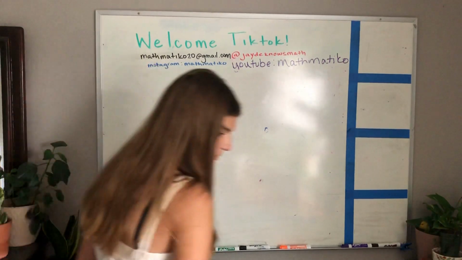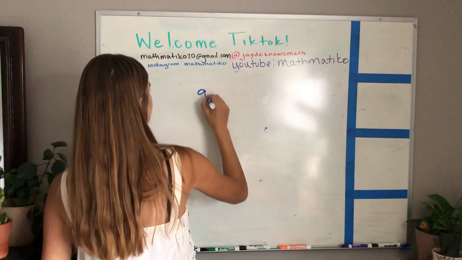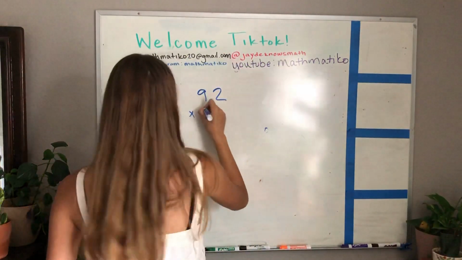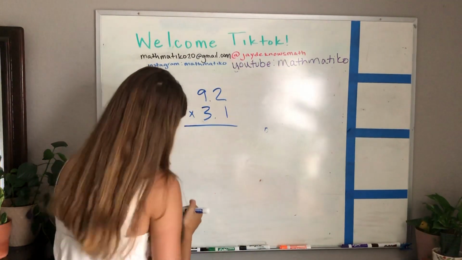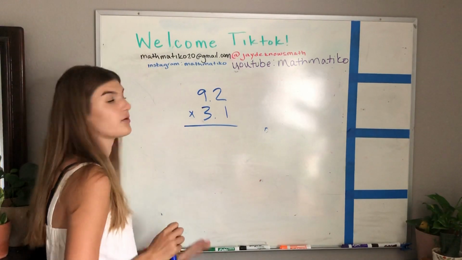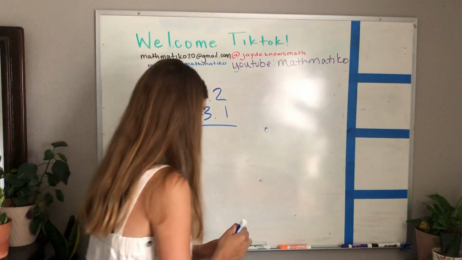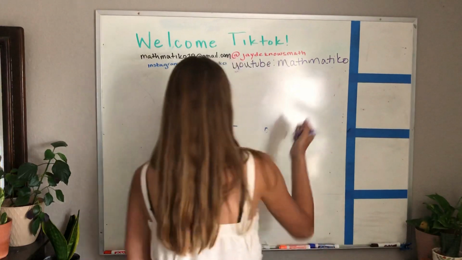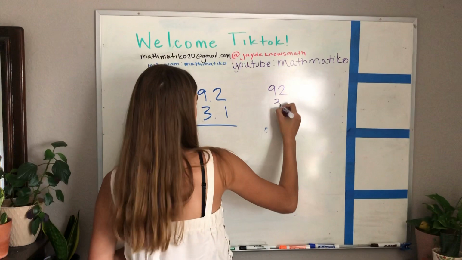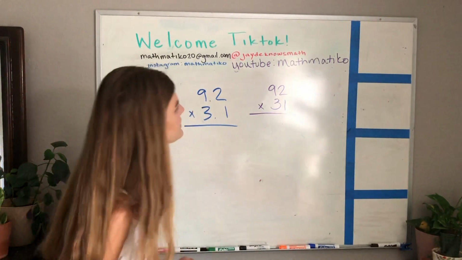Our next problem is going to be decimals. We have a lovely 9.2 times 3.1. When multiplying decimals, we can ignore the decimal point for a little bit. We still need it, so don't erase it, but we can multiply these as if they were whole numbers. So that 9.2, we could multiply it as 92 and 31. This becomes just a pretty easy multiplication question.